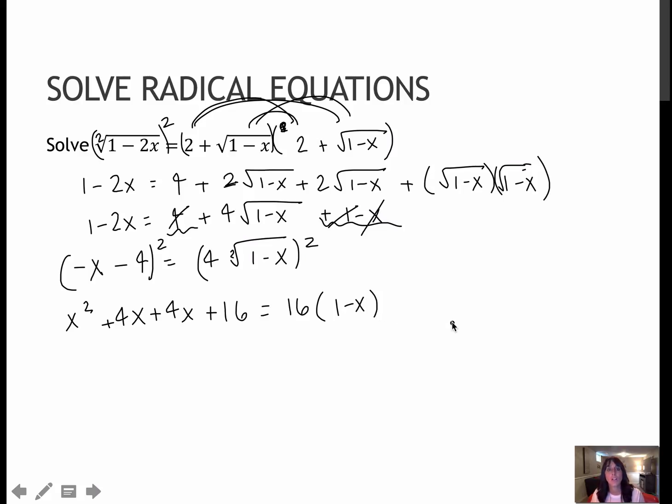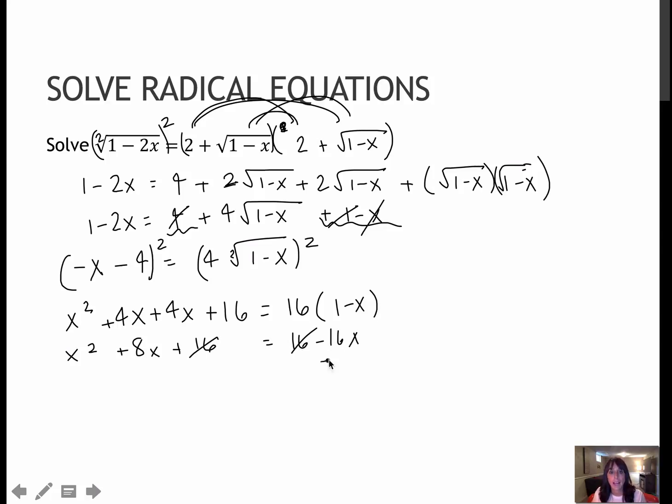So now that I have gotten everything outside of the radical, now I've got to do some work to simplify this a little bit. This side, of course, when I distribute, gives me 16 minus 16x. All of this on the left side is 8x squared plus 8x plus 16. If I subtract 16 from each side, it will actually go away on each side.